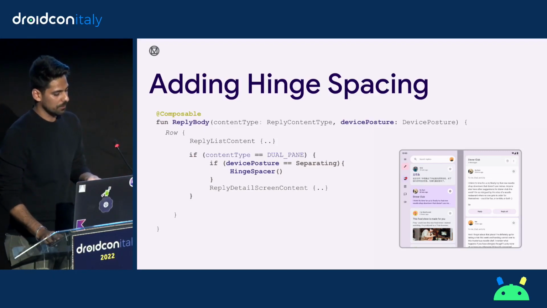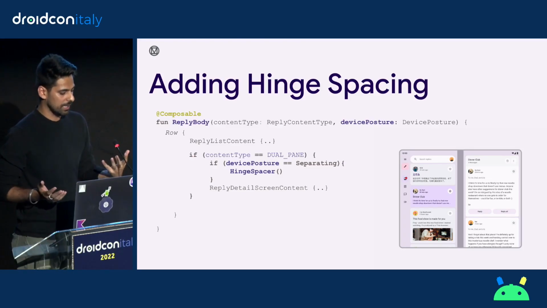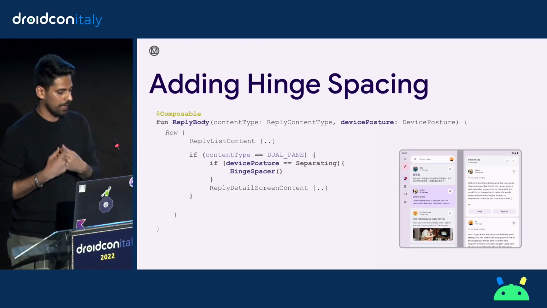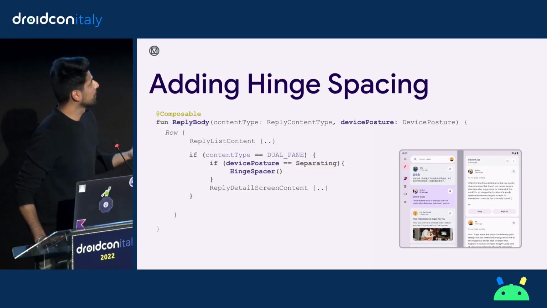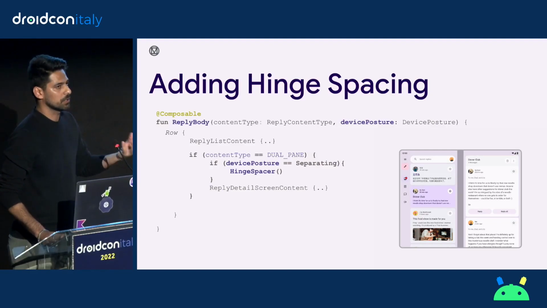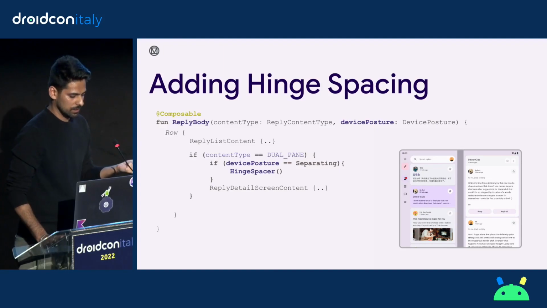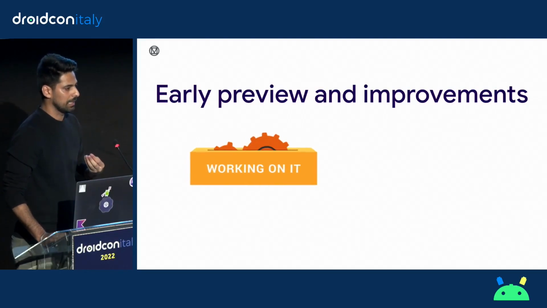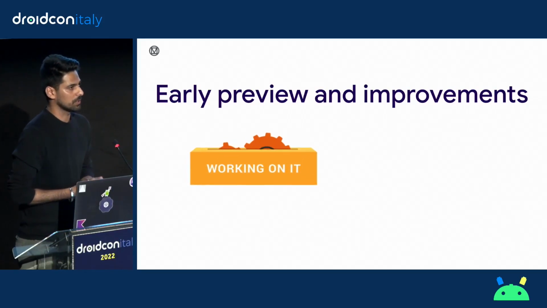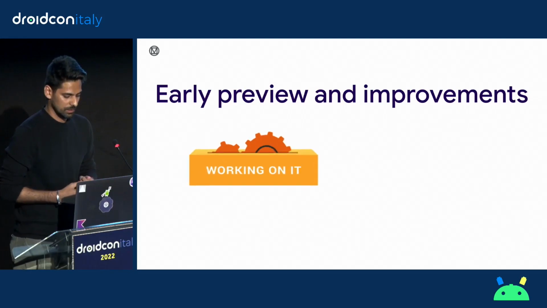And here we are leveraging the power of Compose. So we simply check if it's a dual pane. If we have a separating hinge, we just put a hinge spacer between them. So these are a lot of things we are doing to make sure that our apps are ready for large screen, ready for foldables. But there are some early previews and improvements we are doing to make sure that it's even easier for us to adopt large screen and foldables.